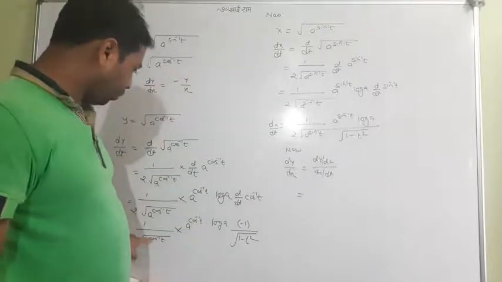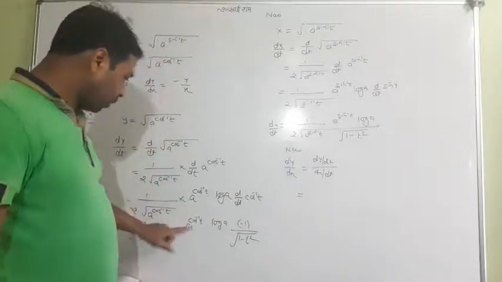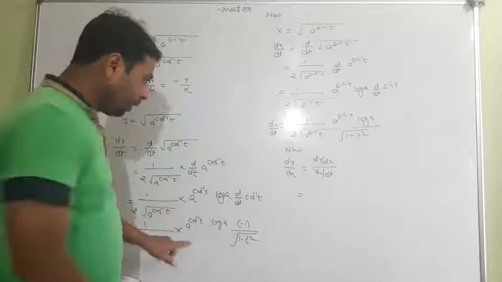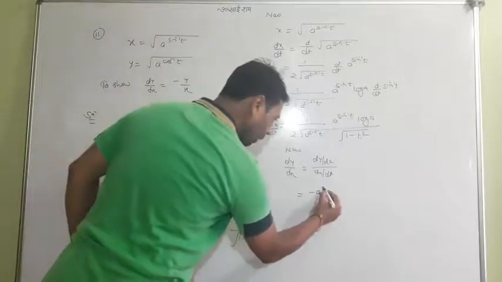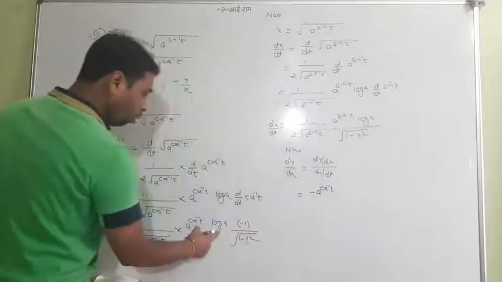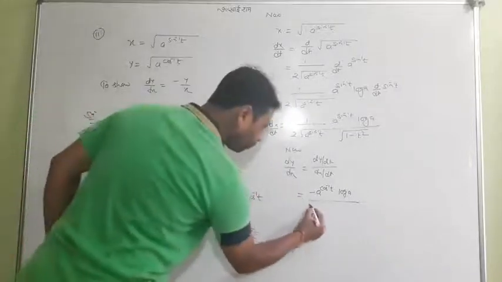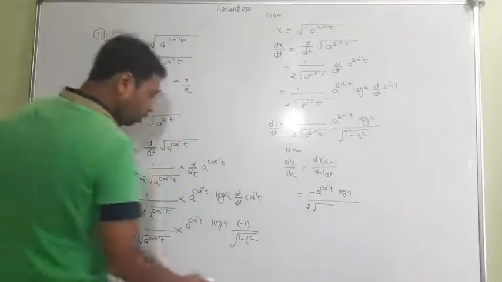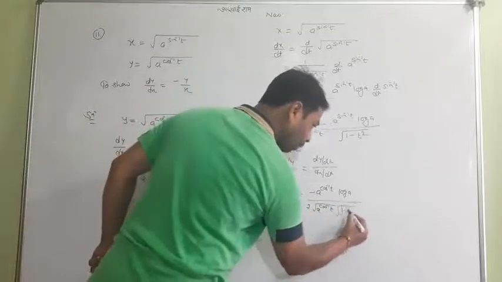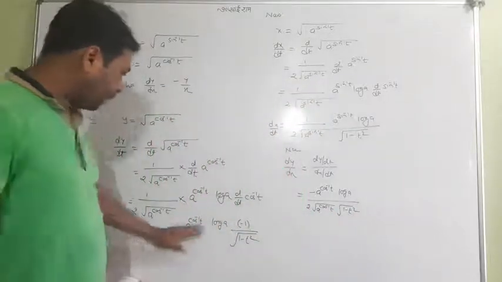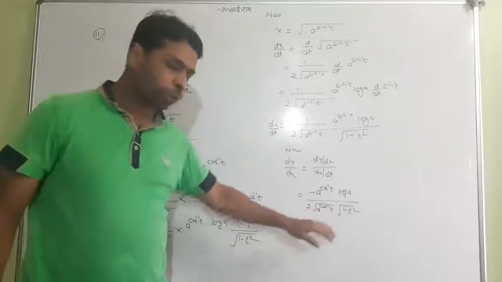First I'll write this term, but I just want to manage the term. In the numerator, this and this are coming. So minus a to the power cos inverse t, log a upon 2 into a to the power cos inverse t, and 1 minus t square is here. So this is the term which I managed properly. Upside we had this term and downside we had this term written together.